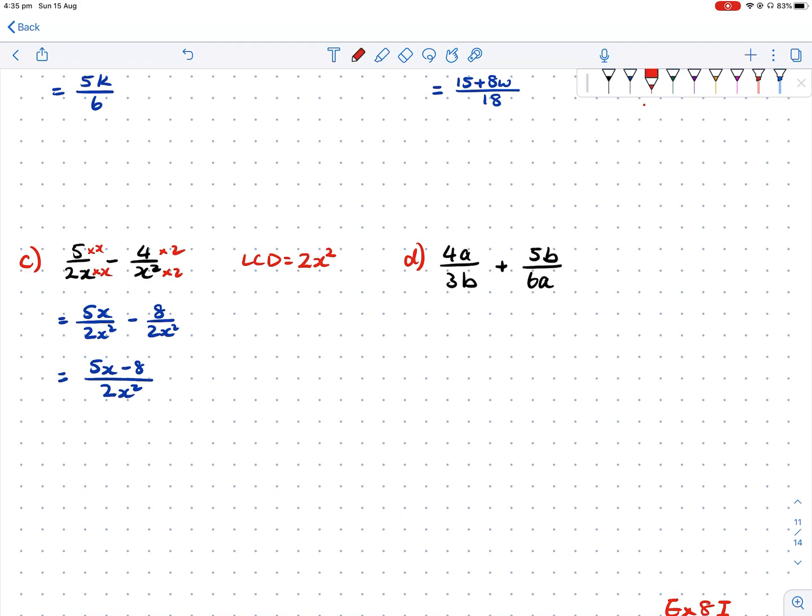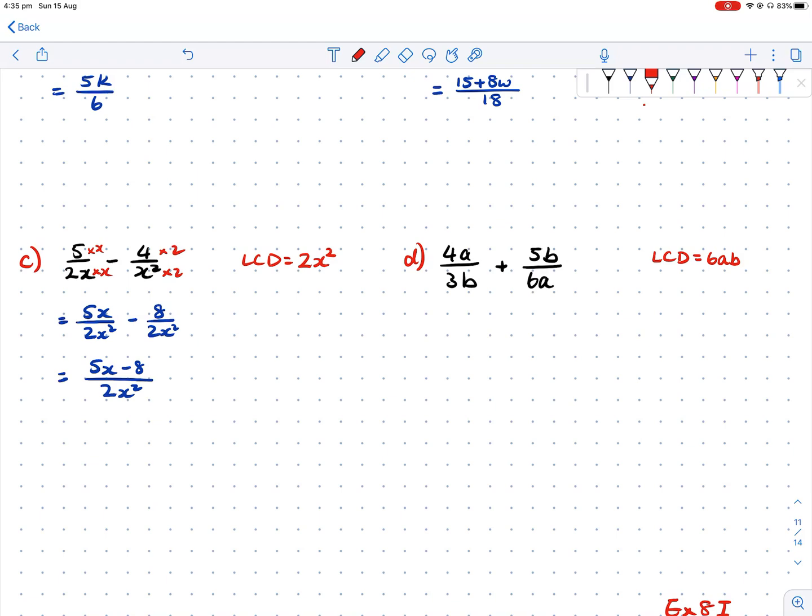With our last example, again, lowest common denominator, and we do have algebra in the denominator. So we've got 3b and 6a. So let's look at the numbers first. If I've got 3 and 6, the lowest common denominator of 3 and 6 is 6. Okay, because I can multiply 3 by 2. Now I've got a b in the first term, so I'll need to have b in my lowest common denominator. And in my second term, I've got an a, so I'm going to need to have an a as well. So the lowest common denominator is going to be 6ab.